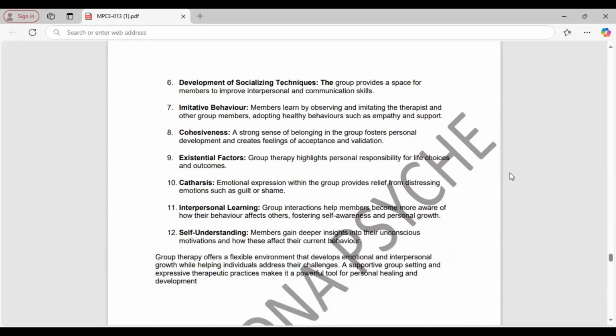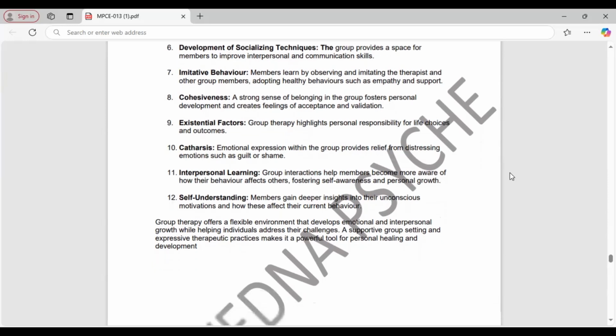Cohesiveness, a sense of belonging fosters personal development. Existential factors, emphasizes personal responsibility for choices. Catharsis, emotional expression relieves distress. Interpersonal learning, group interactions enhance self awareness and self understanding. Members gain insights into unconscious motivations. Overall, group therapy promotes emotional and interpersonal growth, addressing individual challenges through a supportive and expressive therapeutic setting, making it a powerful tool for personal healing and development.